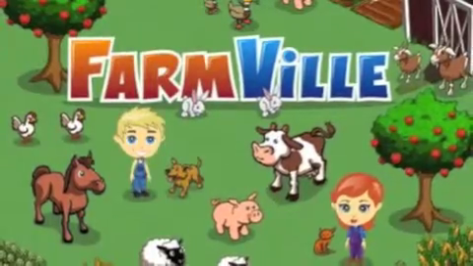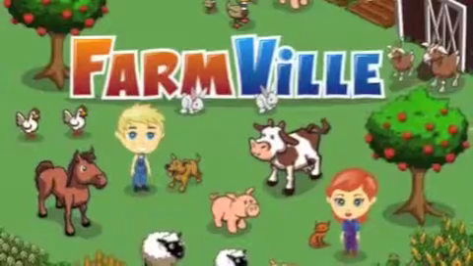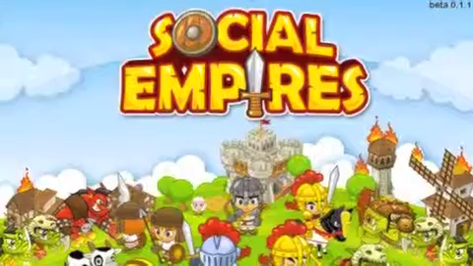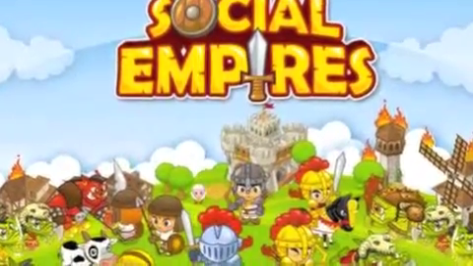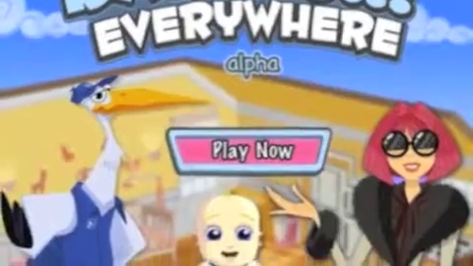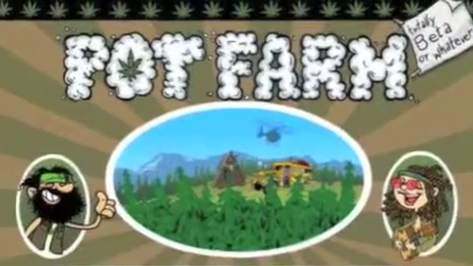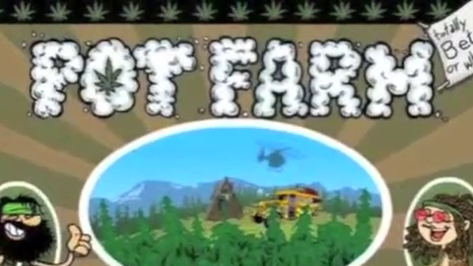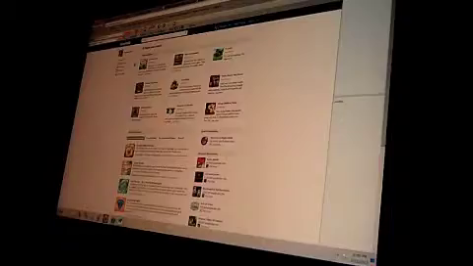I continued to scroll. Farmville? Hey, everybody uses Farmville. What else can I use? Social empires? How would I apply that to my science class? I kept on looking. Babies everywhere, come on! These are 8th graders, forget about it. What could I use? Pot farm? Hey, I know this is California, but don't even go there. What could I use for my class?